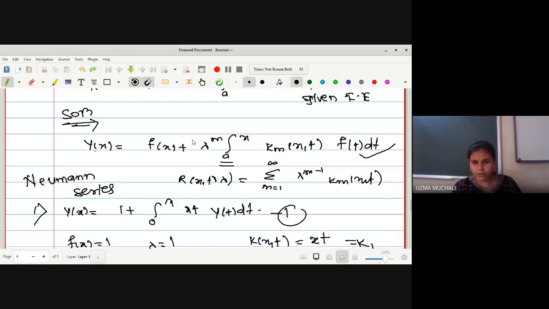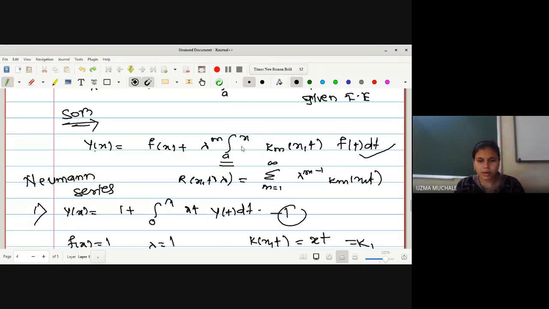See, I forgot to write down the summation here. You have to write down summation m runs from 1 to infinity, and then you have to run the summation after putting all those values. That means first you have to run lambda raised to 1, integration a to x, K1 of xt f of t dt. F of t is also known to you. What is f of t in this case? It is 1. F of x is also 1.